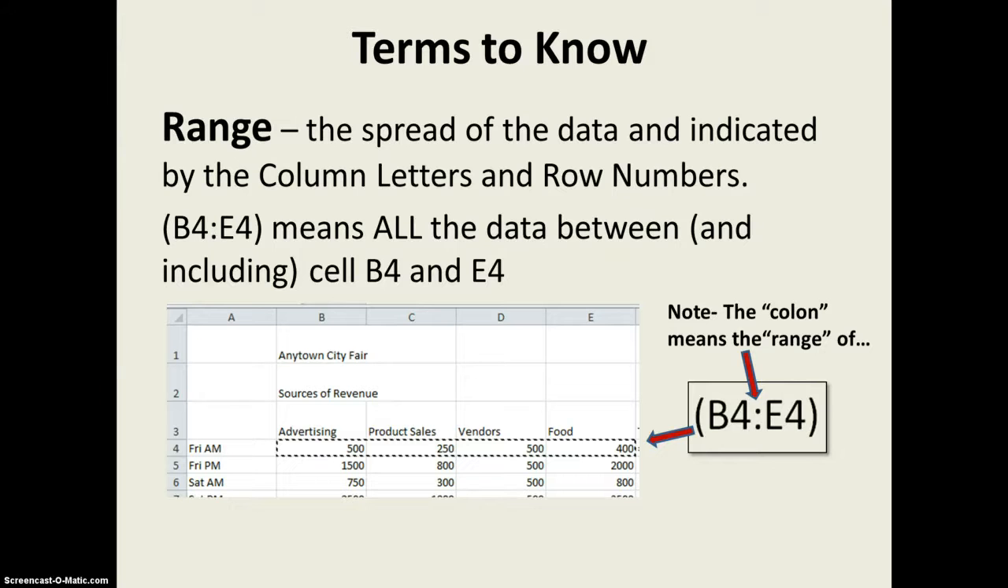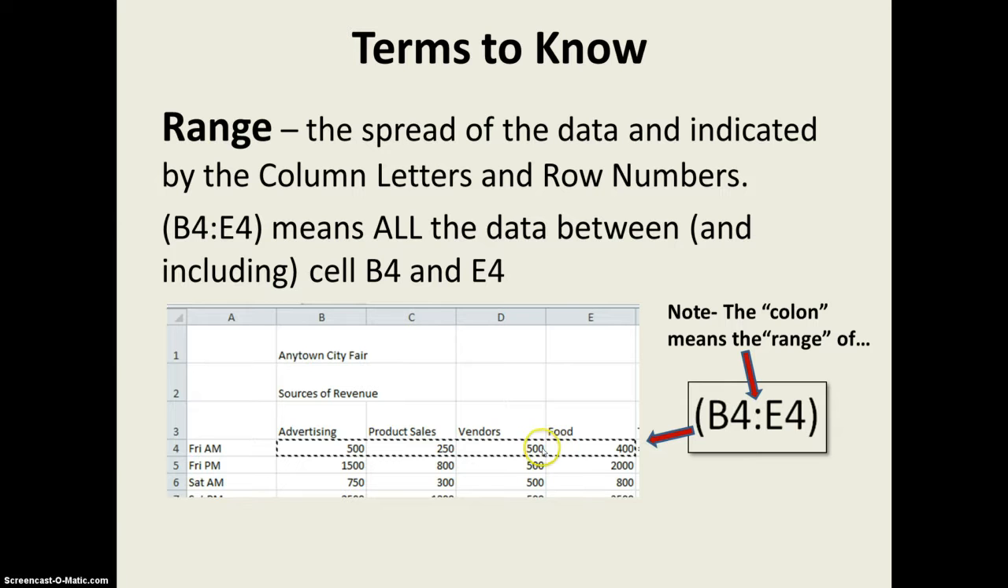As you will notice, the range is indicated by the column letter and the row number, and it's then placed into parentheses so that it's talking about everything between B4 and E4, and you can see it indicated here on the chart. Excel will put a dotted line around it whenever we're addressing a specific range.